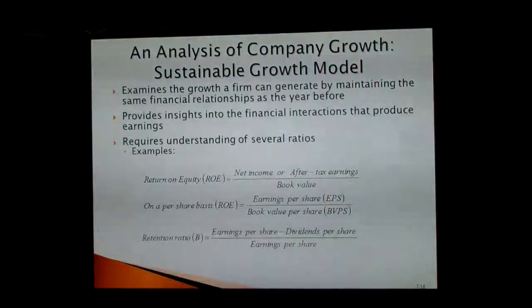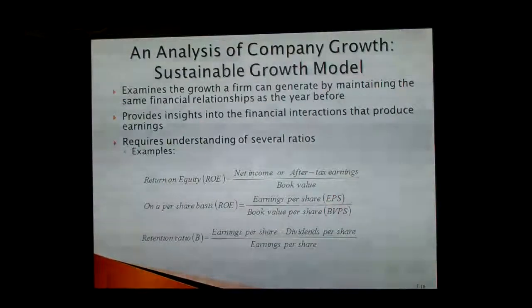The sustainable growth model examines the growth a firm can generate by maintaining the same financial relationships year after year. It provides insights into the financial interactions and requires understanding of several ratios. Return on equity is net income, or after-tax earnings, over book value. Then on a per share basis, return on equity is earnings per share over book value per share, right? We're making that more miniature, the way we look at it.